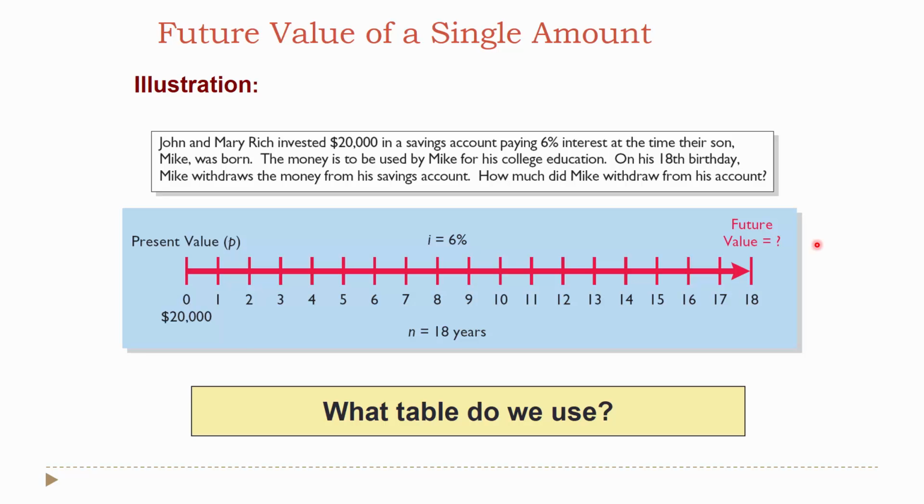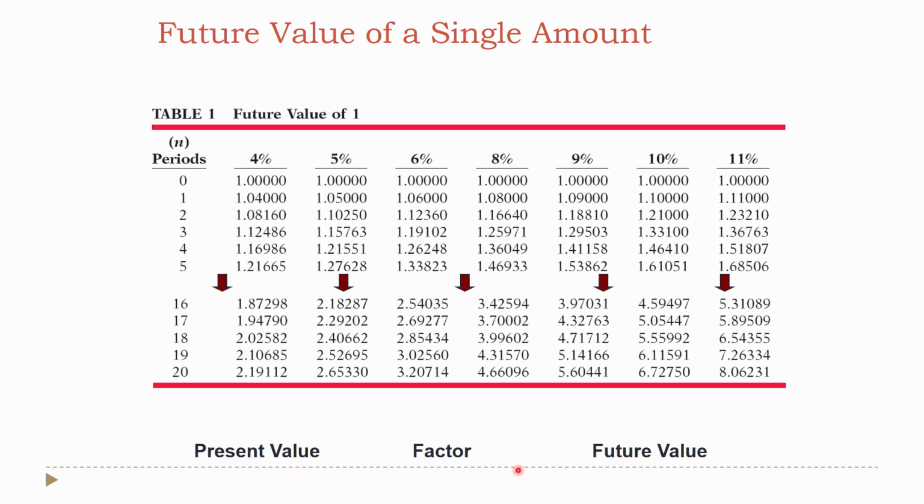Let's look at another example. John and Mary Rich invested $20,000 in a savings account paying 6% interest at the time their son Mike was born. The money is to be used for Mike's college education. So on his 18th birthday, they're going to withdraw it. Okay, so using the table, first we need to find our interest rate. So our interest rate is 6%, and our number of years then is 18, and our principal is the $20,000. So if we go to our table, we're going to go down, we're going to find our 6%, 18 years. Our factor is 2.85434. And then we can multiply the 20,000 times that factor. Tells us that when he graduates, he'll have $57,000.